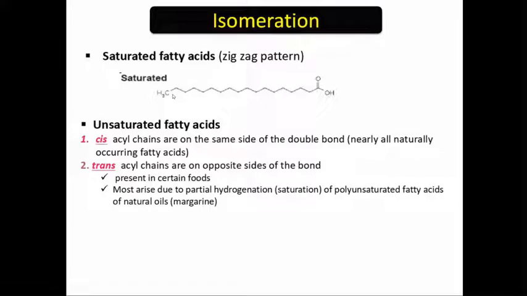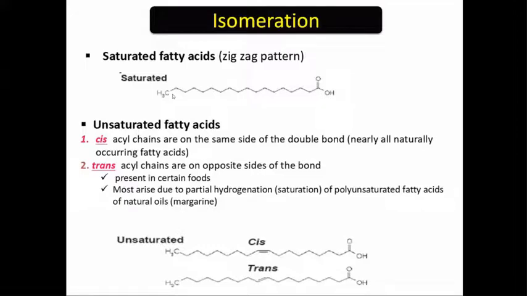Naturally, those fatty acids which have double bonds are mainly found in plants. Therefore, vegetable oils are rich in what? Unsaturated fatty acids. And these cis type unsaturated fatty acids are mainly found in plant sources, and they are good for our health.